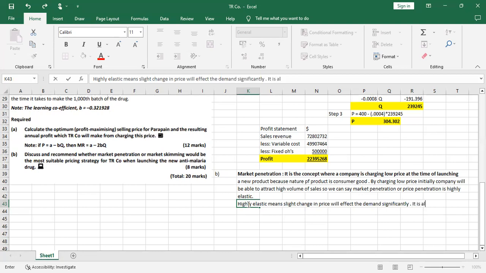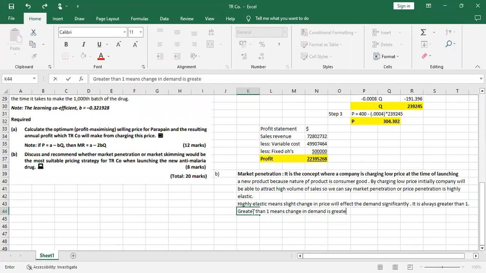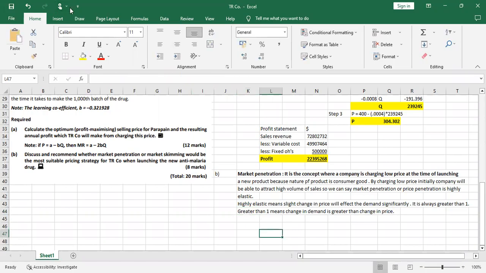It is always greater than 1. Greater than 1 means change in demand will be greater than the change in price. Greater than 1 means change in demand is greater than change in price. So this is called what? This is called market penetration or price penetration. Any question?